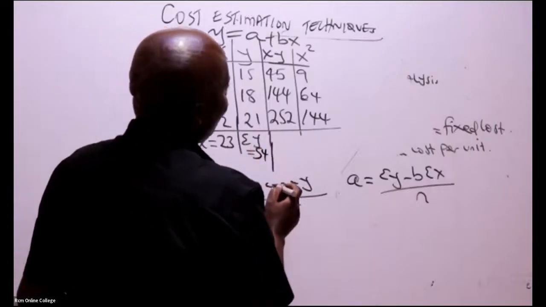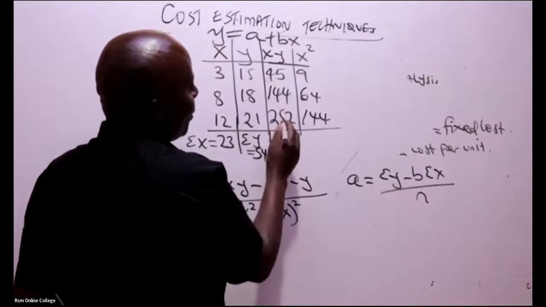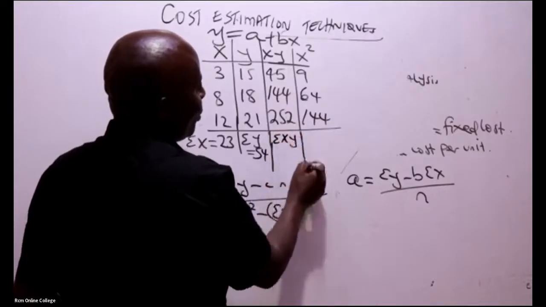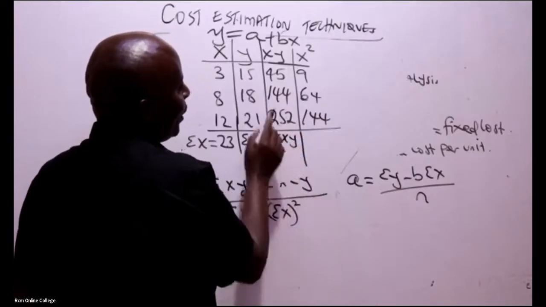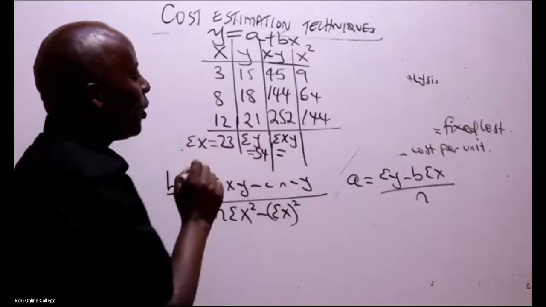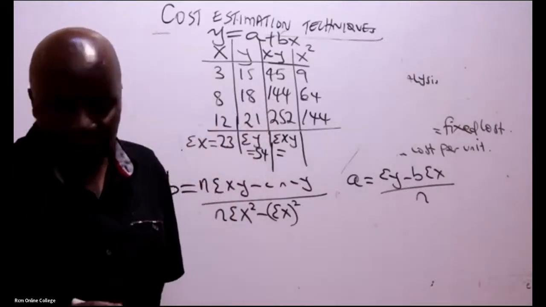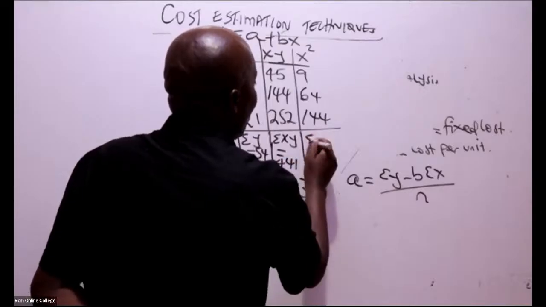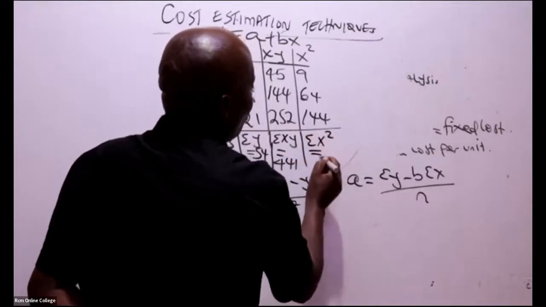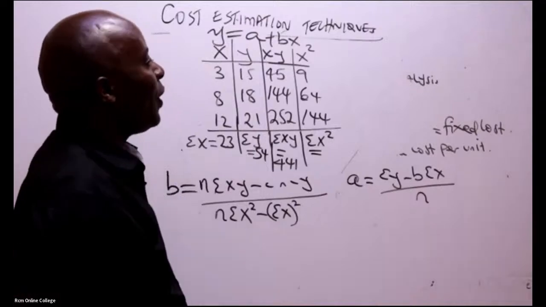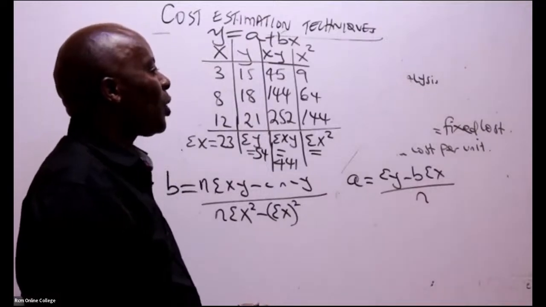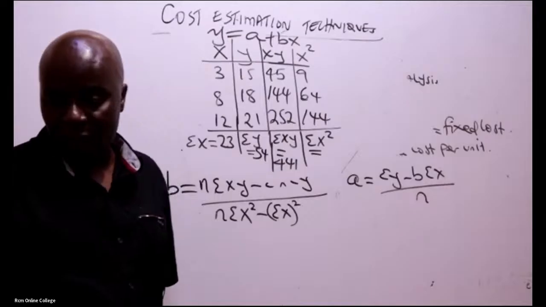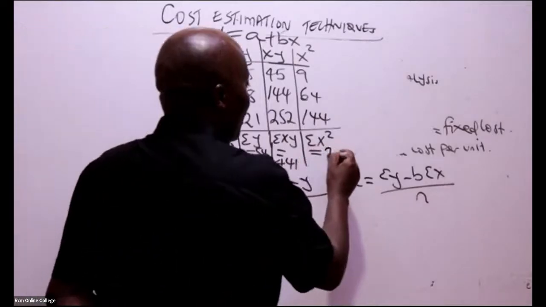From there, ladies and gentlemen, we have here summation of xy. So summation of xy equals, you're adding 45, 144, 252. What do we have there? 441. Thank you so much. And then lastly, we have summation of x squared. So summation of x squared, we have 9 plus 64 plus 144. So this gives us 217.